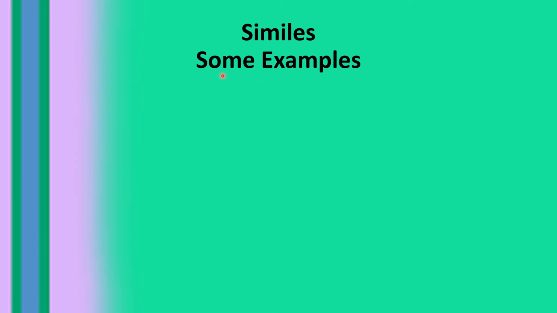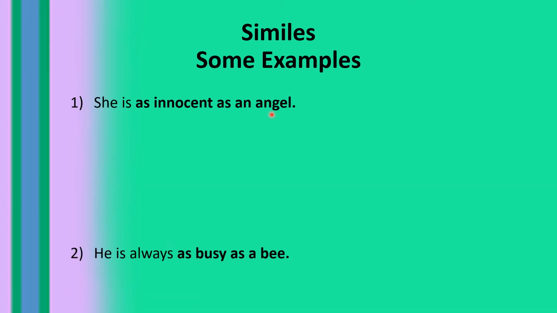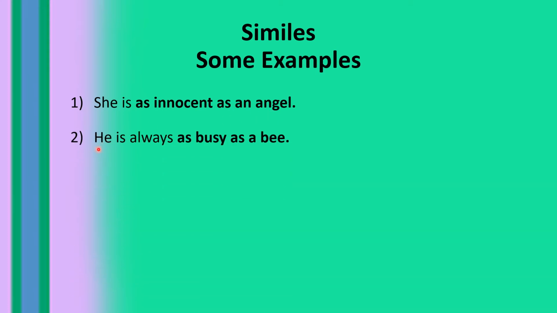Let me tell you about some examples of the similes. The first one is she is as innocent as an angel. You can see that the innocence of the girl is compared to the innocence of the angels. See the second one. He is always as busy as a bee. Our leader is as brave as a lion.